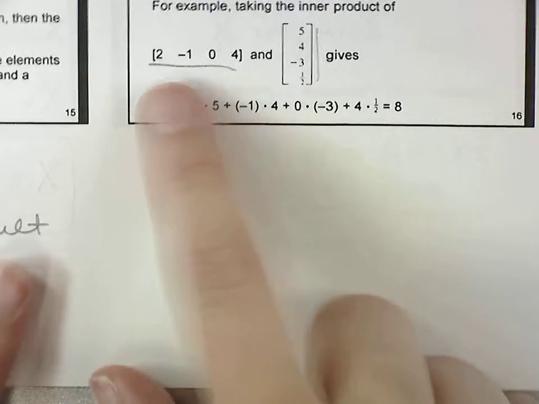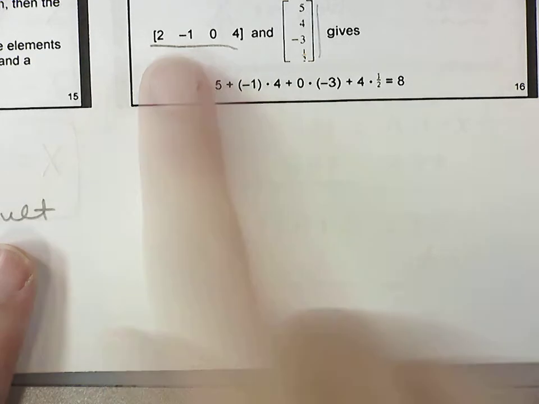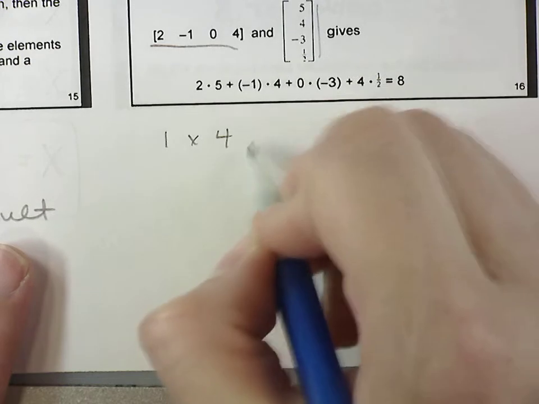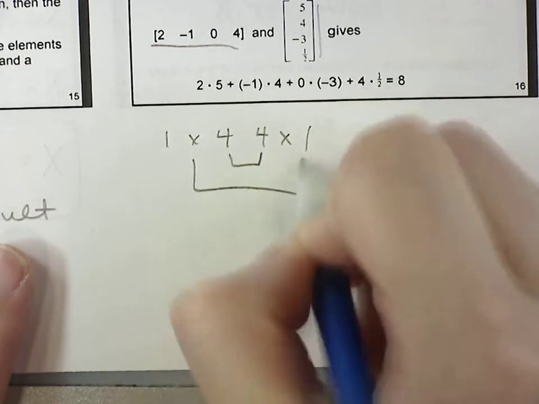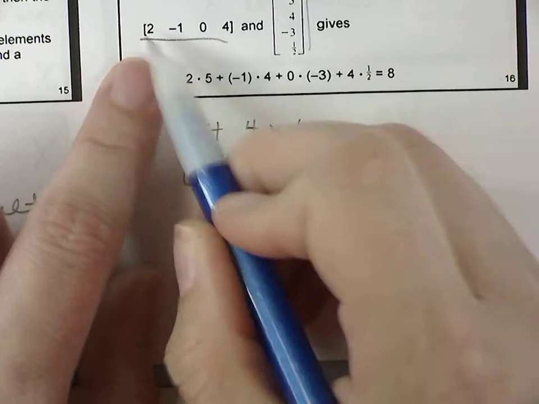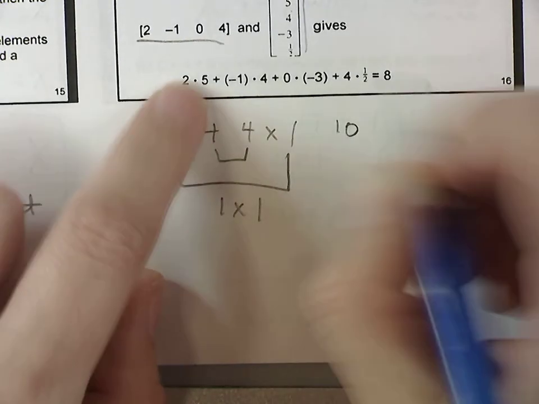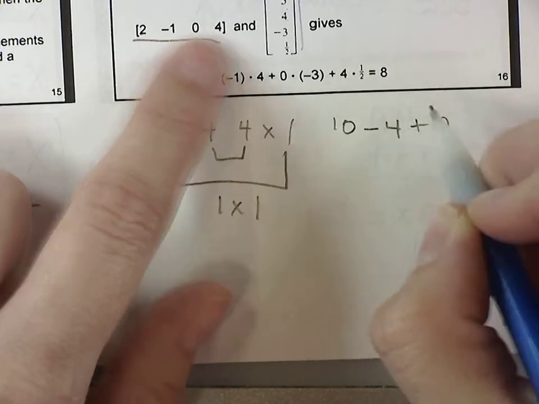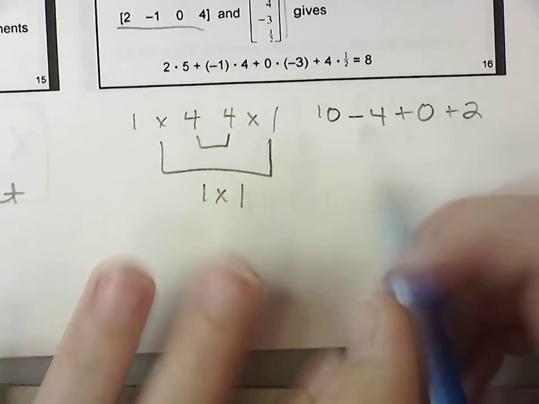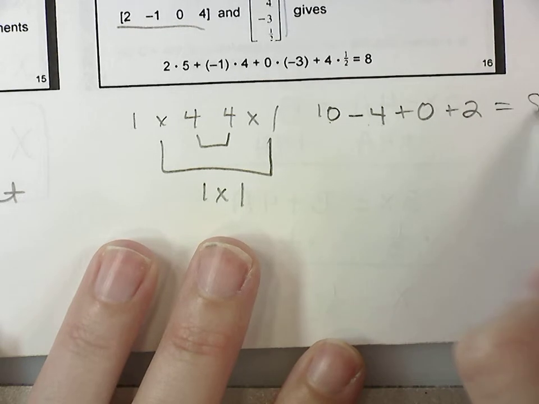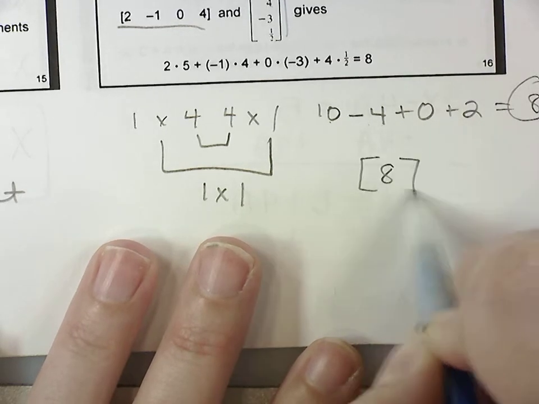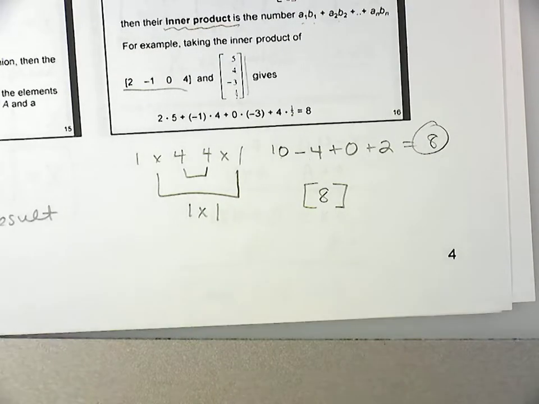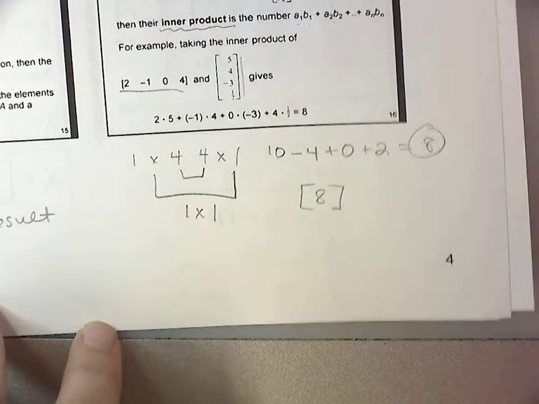So if this was your matrix here, this is a 1 by 4 matrix, and this is a 4 by 1, which means your result is going to be a 1 by 1. You would do 2 times 5, which is 10, negative 1 times negative 4, which is negative 4, and then the next one would be 0, and then 4 times 1/2, which is 2. So 10 minus 4 is 6, 6 plus 2 is 8. Your answer matrix for this one, because it is a 1 by 1, would just be 8. Most of the time they're going to be more than just a 1 by 1, so that's what we're going to practice today.